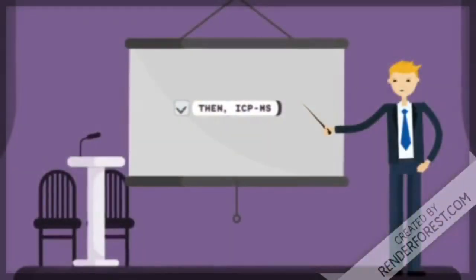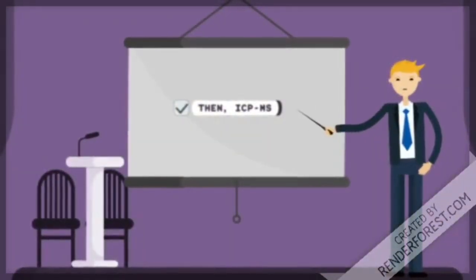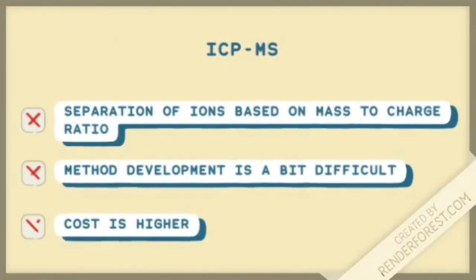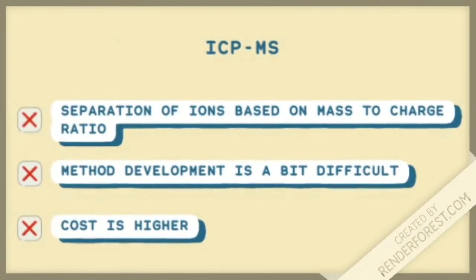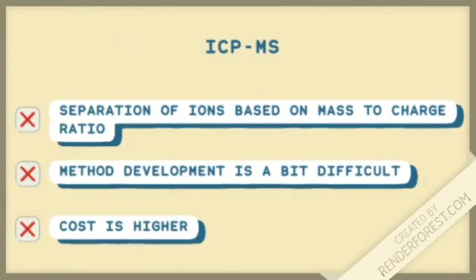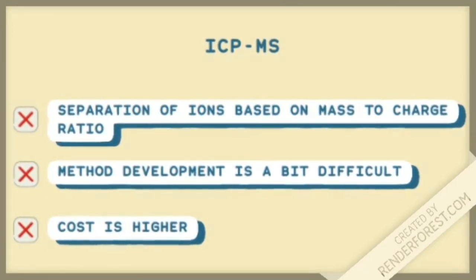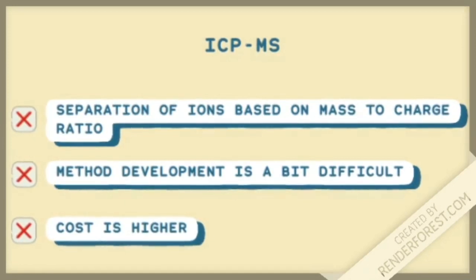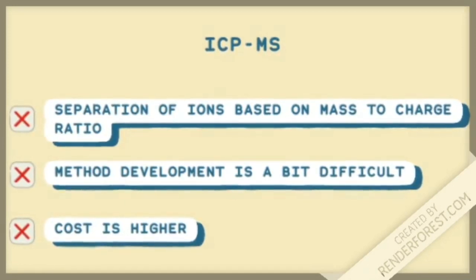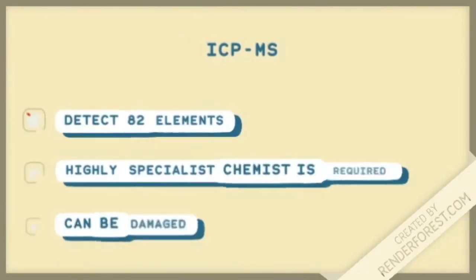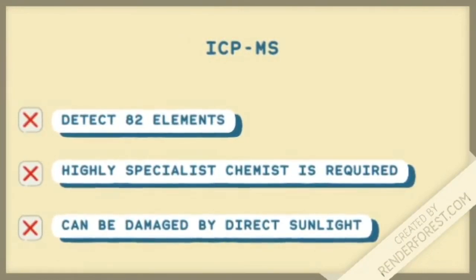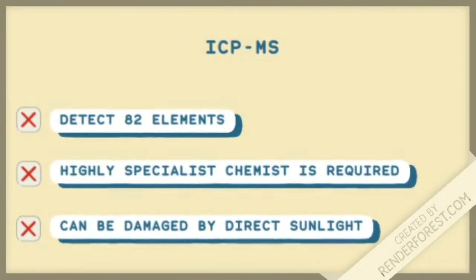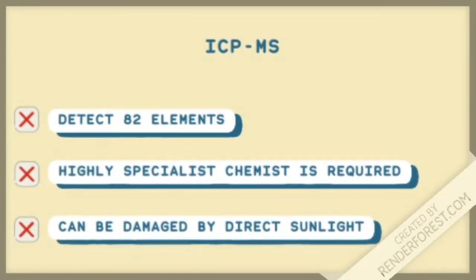How about ICP-MS? The separation of ions is based on mass to charge ratio. Then the method development is a bit more difficult compared to ICP-OES. Also, the cost is higher. Furthermore, it can detect 82 elements, a highly specialist chemist is required, and it can be damaged by direct sunlight.